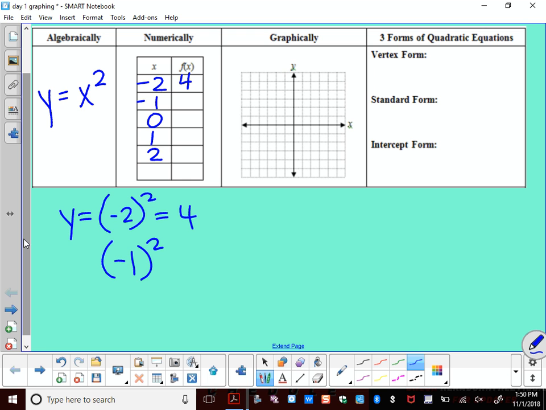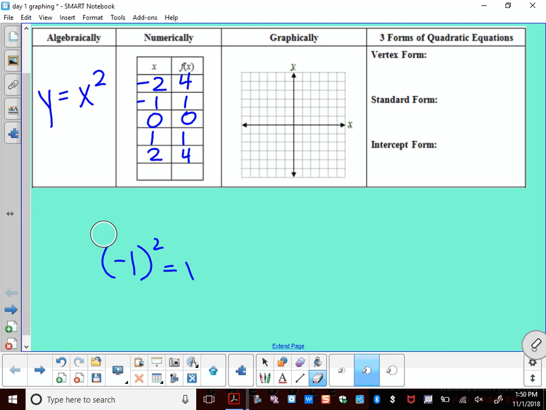What's -1 squared? +1. What about 0? What about 1? What did you say? +1, right? And then 2? 2 squared is just 4. I just plug those in. Let's see. Alright, let's plot those points. Those are all my points.